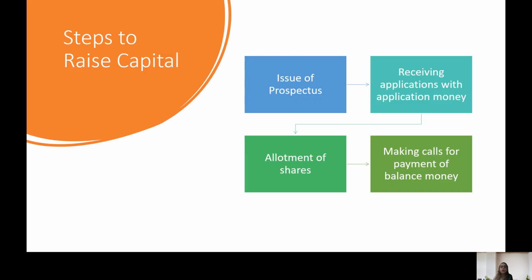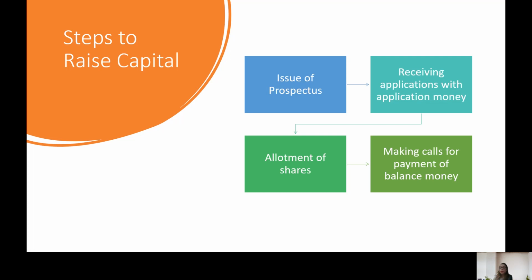Now let's talk about the steps to raise the capital from the market. First of all, a prospectus is issued to the general public. As a college invites applications for the various courses, so it issues a prospectus to the students, in the same way the company issues a prospectus to the general public, in which the information about the company, its business and its future prospects is given. Everything is mentioned in the prospectus.